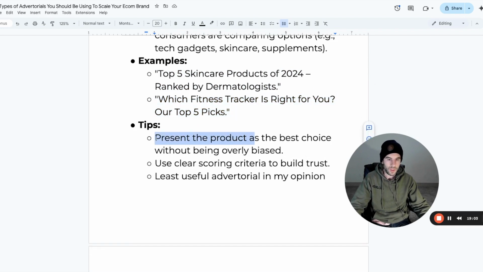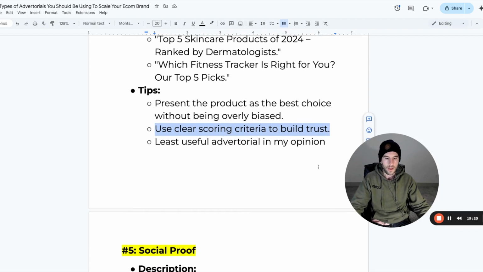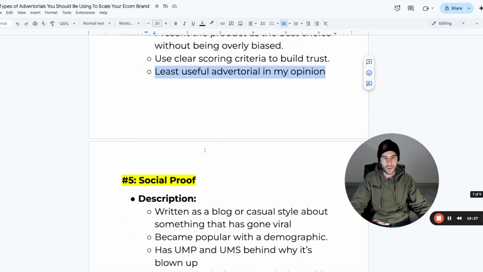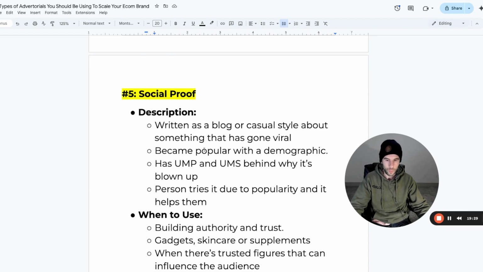Typically, you're just going to want to present your product as the best choice without being overly biased. You can't really do that because it's your product and you're comparing it to everybody else's. Use a clear scoring criteria to kind of build trust. Again, I haven't written a ton of these because I'm not a fan of them. I think they're kind of a bad idea. And that's probably pretty apparent with the last bullet here. Least useful advertorial, in my opinion. So next up, we have our social proof.